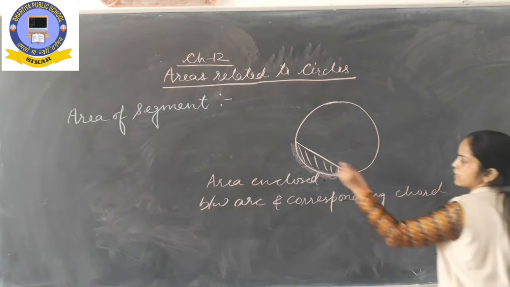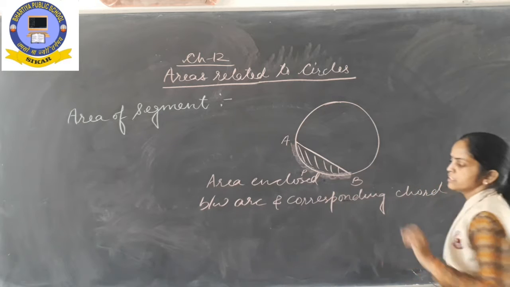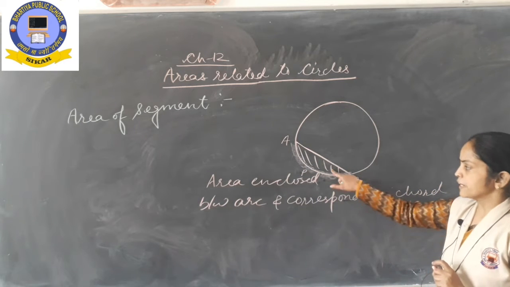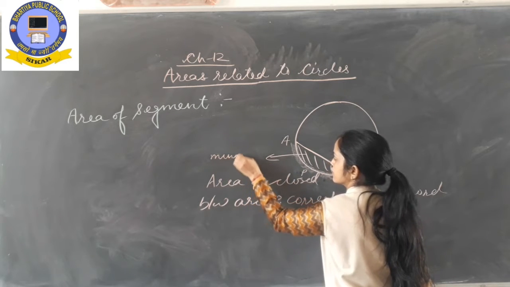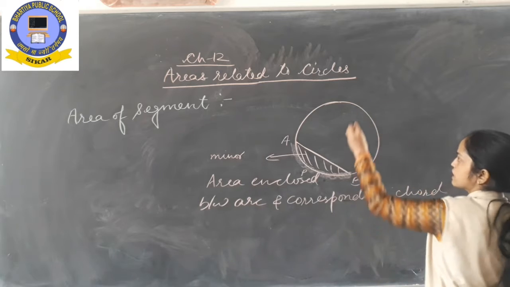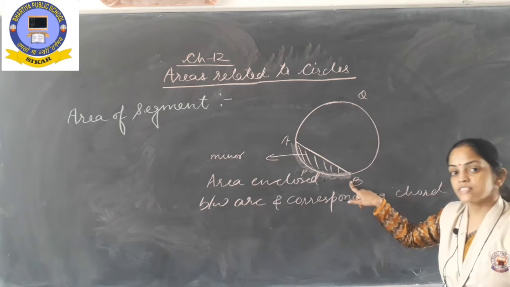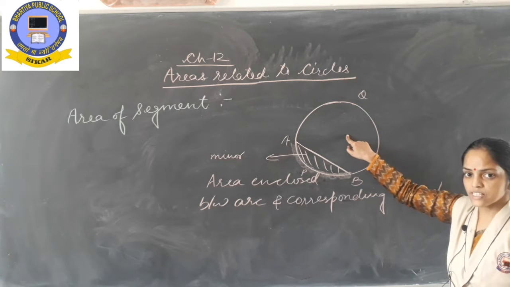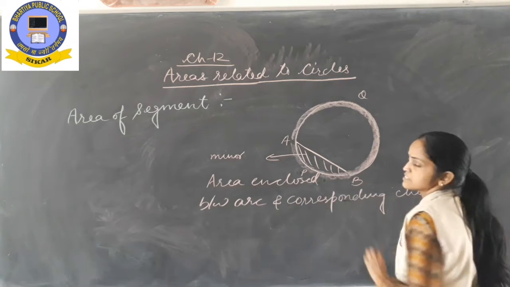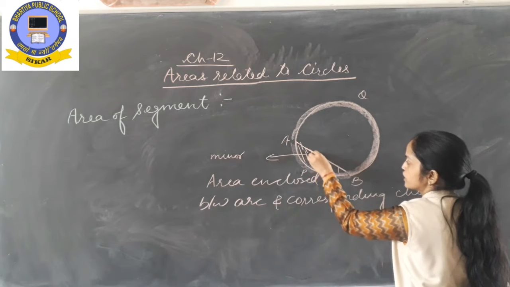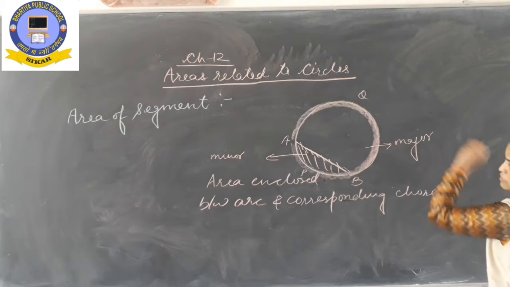Now suppose I have labeled this chord as AB and this point as P. So APB is a segment. It is a small segment, that's why it is known as the minor segment. And obviously what about that portion? Suppose I have labeled this point as Q. What can you say about AQB? Isn't it a segment? Yes, it is also a segment because it is also the area enclosed between an arc, a major arc, and the corresponding chord. So this one is known as the major segment.